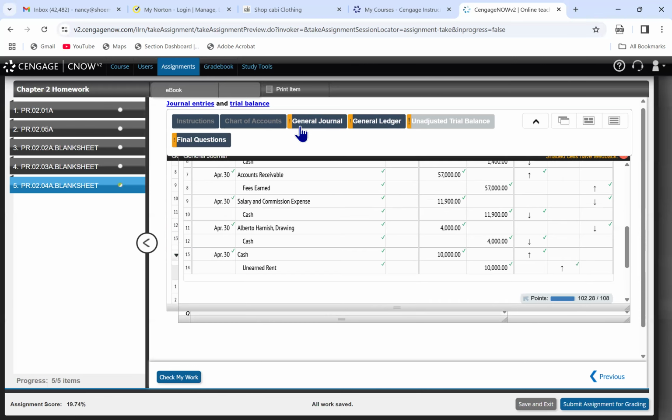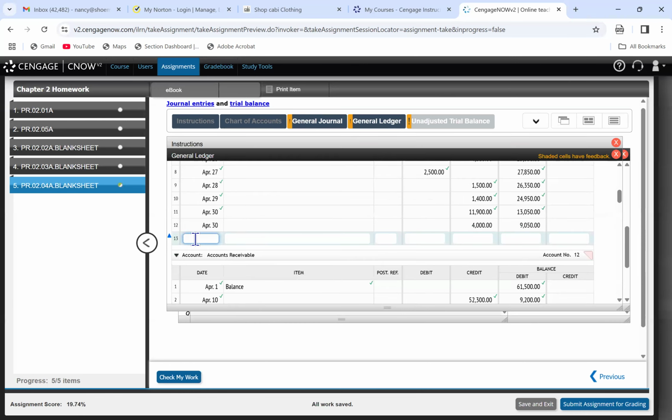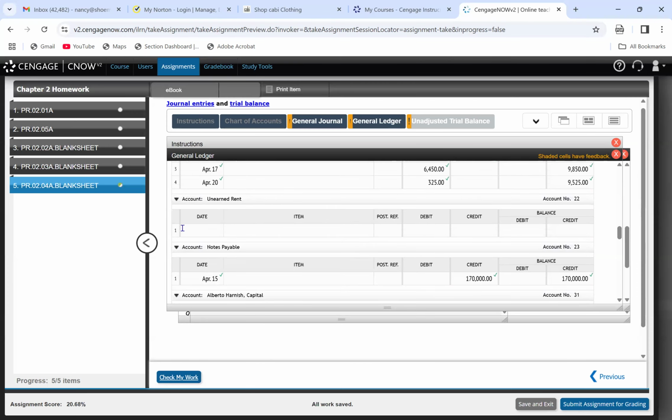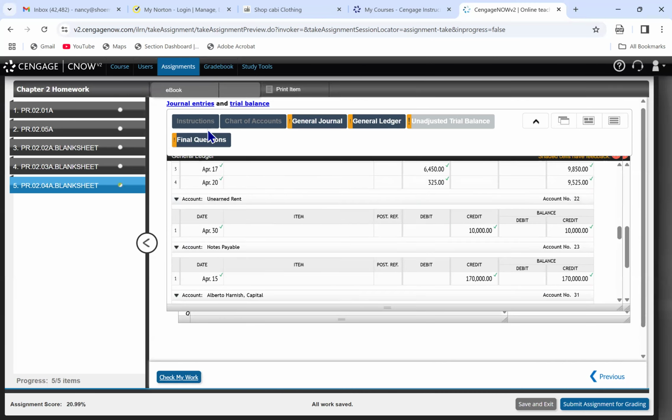And then one more, cash and unearned rent. So we have cash of April 30th of 10,000 gives our new balance of 19,050. And then we have our unearned rent, which is a liability, April 30th, and this is 10,000. Okay, so we've posted all of these to the various accounts.